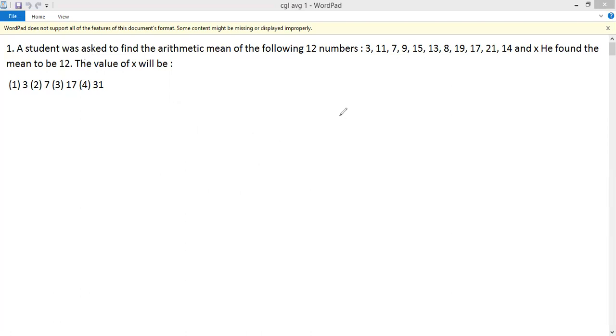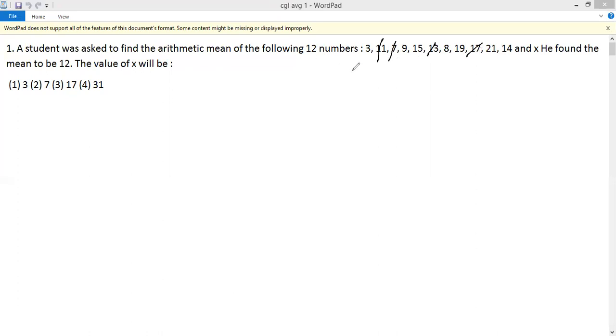Distance method. Here, 12 is given. So you have to subtract every number from 12. Instead of that, find whether any two numbers sum to 24. See here, 13 is there, 11 is there. Okay, 7 is there, 17 is there. Next 9 is there, 15, 30, right?